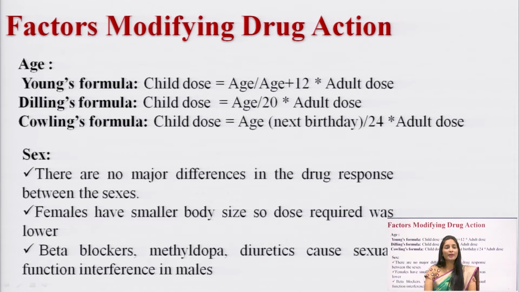So, what do the formulas represent here, how can you calculate the child dose? You can calculate the child dose by Young's formula: age divided by age plus 12, into adult dose. So, what you have to do in Young's formula, how can you calculate the child dose?